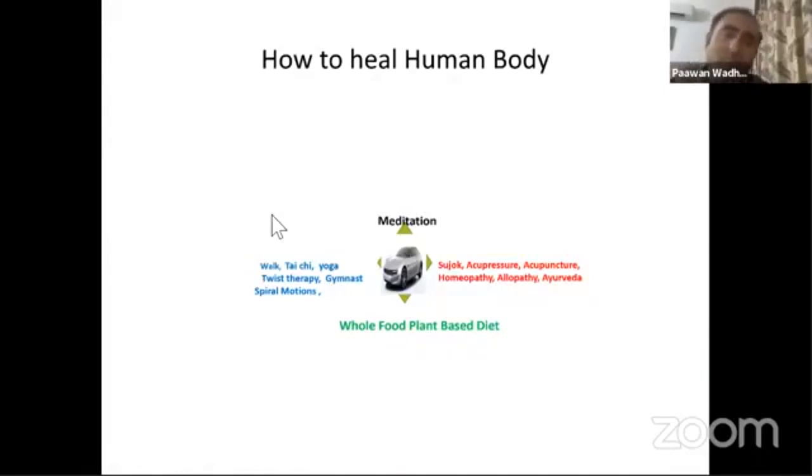In the same way, the human body has a lot of joints which need to be serviced daily, in the form of maybe some walk, some tai chi, some yoga, twist therapy. It will tighten up and service the joints, and the joints will work very nicely, right? Because it is an imported car, we need to do this daily, right?